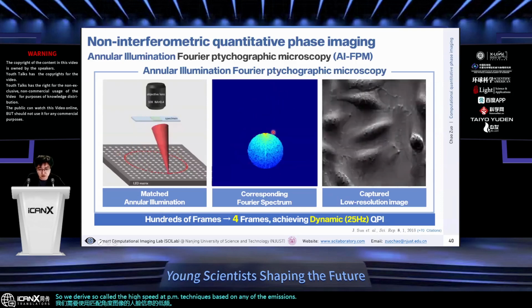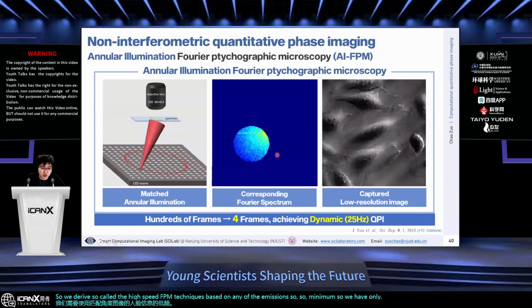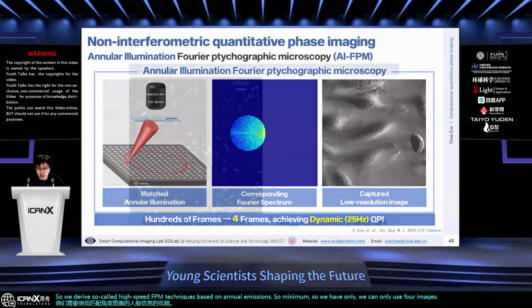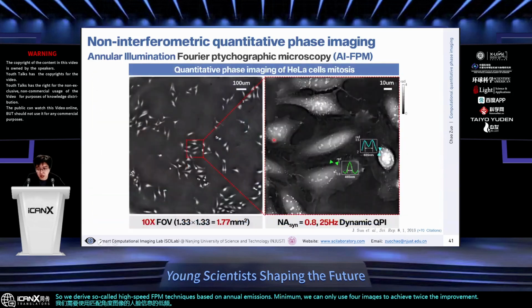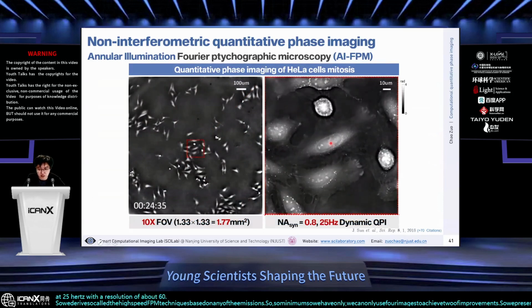At minimum, we can use only 4 images to achieve twice the NA improvement. So we present high-speed imaging results of HeLa cell mitosis at 25 Hz with a resolution of about 655 nanometers across this 10x objective lens.